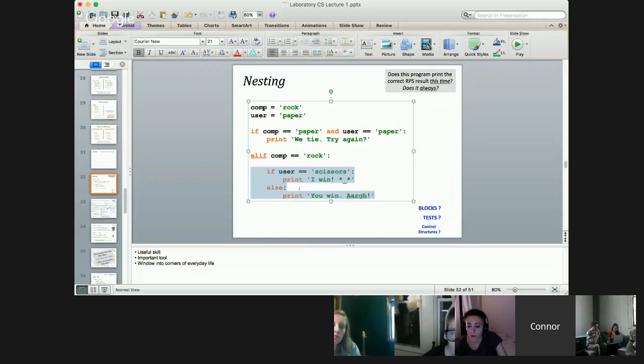printed. Okay. So nothing gets printed? Nothing prints, yeah, if comp is equal to scissors. Okay. But with comp equal to rock, as I already stated, we jump down to this statement, this block.